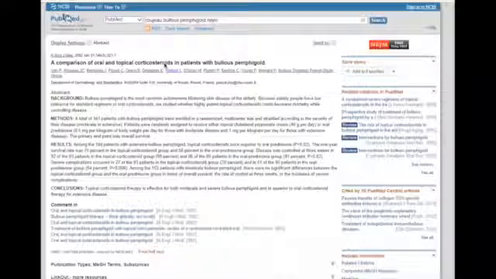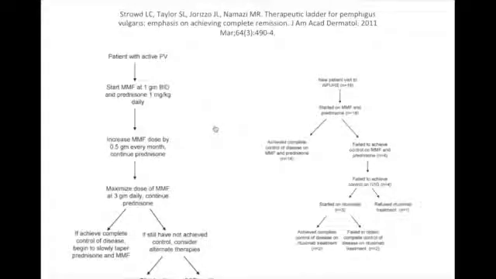This was just a paper in the New England Journal in 2002 when I was a resident, comparing oral and topical corticosteroids, showing that in mild forms, topical steroids are fine if you can keep it under control. This pemphigus vulgaris algorithm that we talked about helps with pemphigoid as well in severe cases.